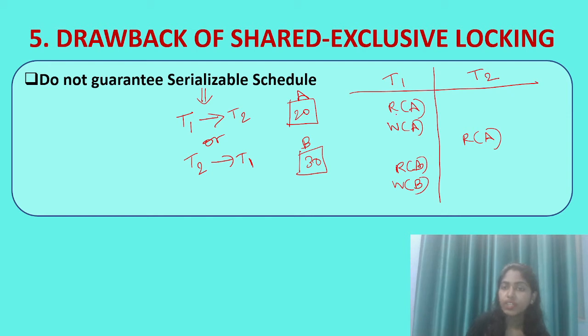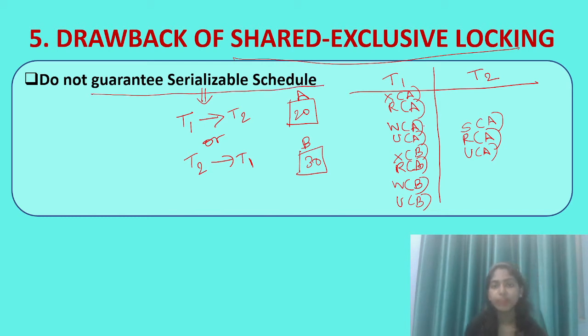For example, T1 is doing both read and write operations on A, so we can apply the exclusive lock and then unlock. Once it unlocks, we can give the shared lock to T2 on the same data item A and unlock it. After unlocking, we can again give the exclusive lock on data item B to T1. Why exclusive lock on B? Because it is doing both read and write operations, and then we can unlock B. So here we can easily apply shared exclusive locking on this non-serializable schedule. So the shared exclusive locking protocol does not guarantee a serializable schedule. From this example we can come to know that.